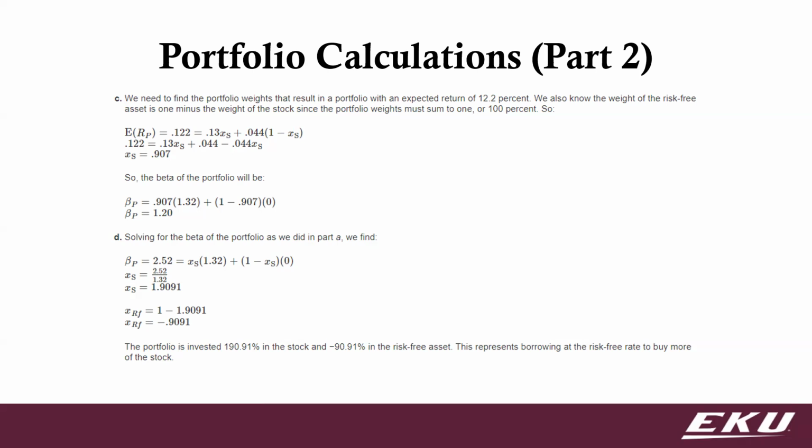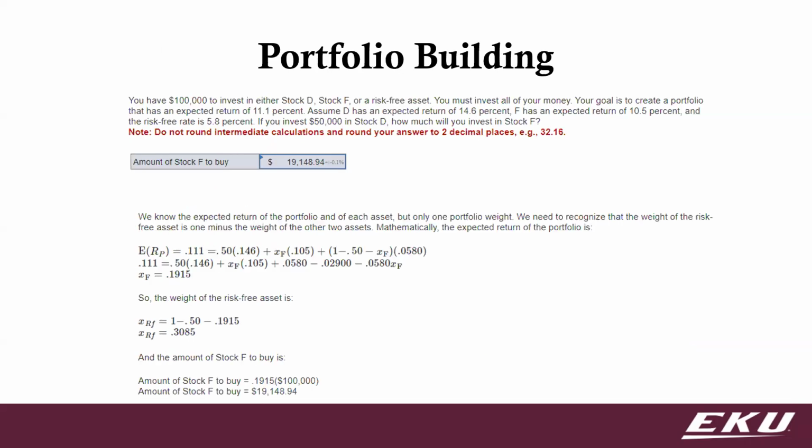All right, and the last problem we're going to go over is our portfolio building. Okay, so we have $100,000 to invest. We're going to buy D, F, or the risk-free asset. We're going to have to invest it all. That's why I say the weights have to equal 1, right? Because we're going to invest all of our money. We're going to create a portfolio that has an expected return of 11.1%. That's our target. We're assuming that D's expected return, F's expected return, and the risk-free rate are given. And then if you invest 50,000 in D, how much do you now need to put in F? And then the remainder obviously would go in the risk-free asset.